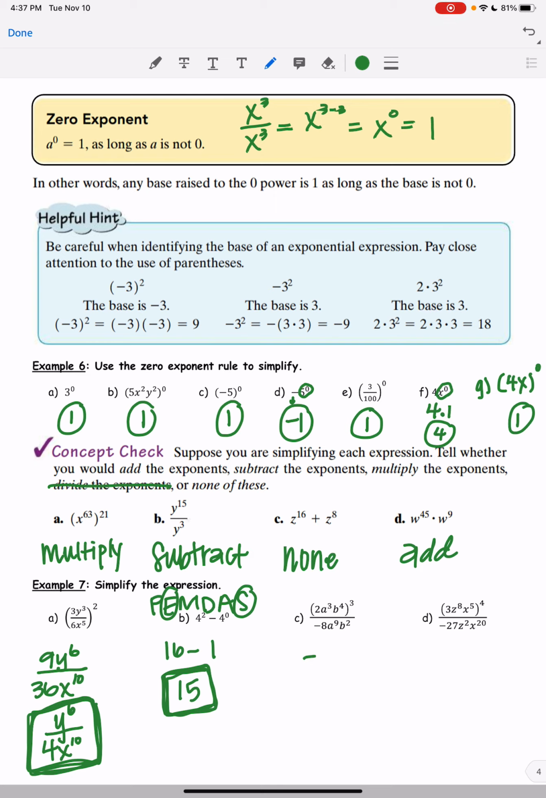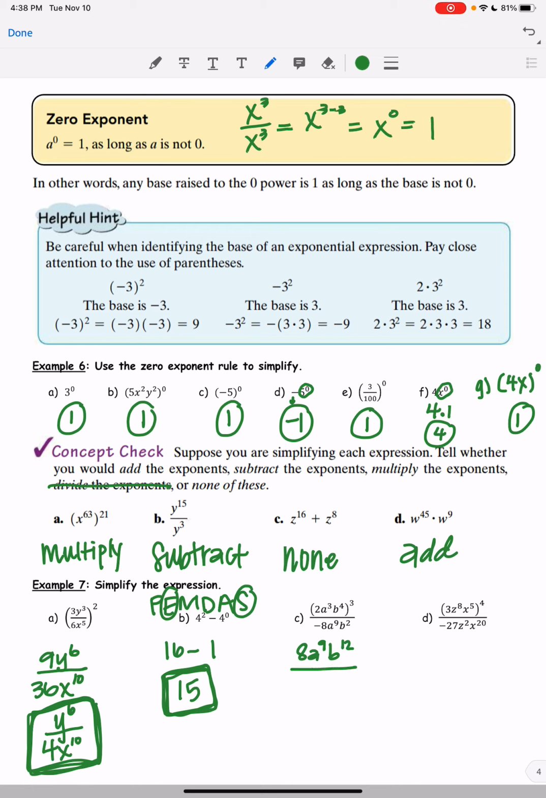C and D, you're going to have problems like this one. I think you're going to have just one at the very end. Okay, but what you need to do first is your power rule on the top. So don't forget your coefficients. 2 cubed is 8. Then 3 times 3 gives me a to the 9th. 4 times 3 gives me b to the 12th.